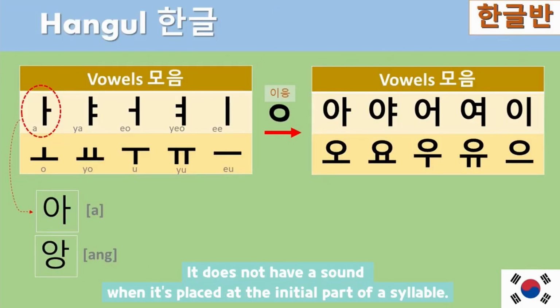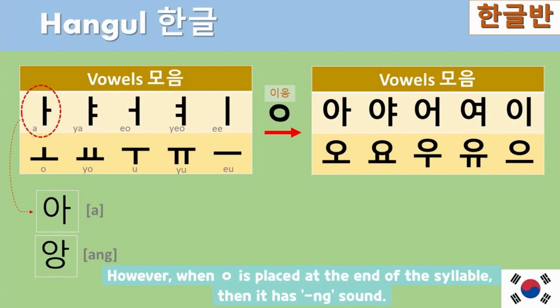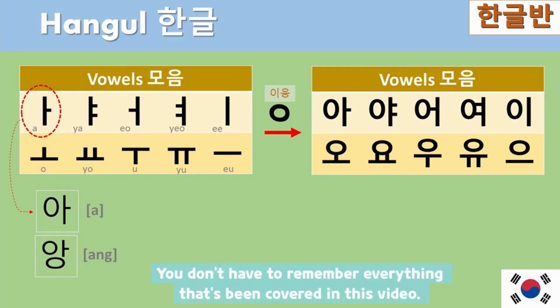It does not have a sound when it's placed at the initial part of a syllable. It only supports vowels quietly as a placeholder. However, when 이응 is placed at the end of a syllable, then it has sound. 아, 앙, 아, 앙. You don't have to remember everything that's been covered in this video.